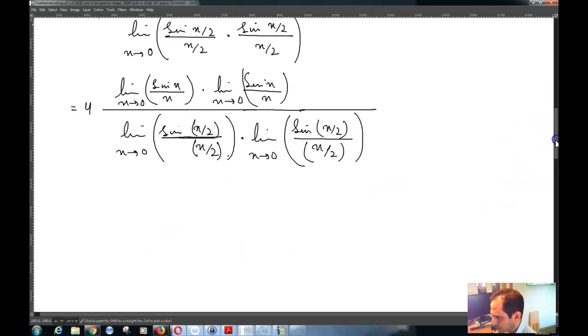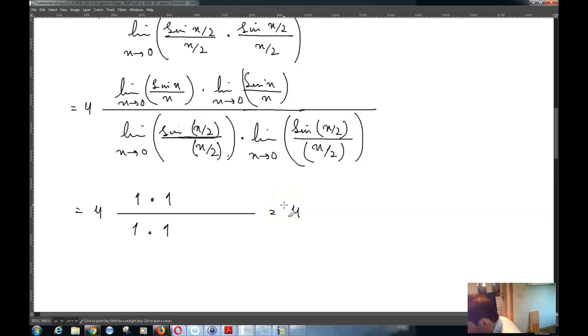And so you can see that this is equal to 4 times the limit of sine x by x as x tends to 0, which is equal to 1. The limit of sine x divided by 2 by x divided by 2 as x tends to 0 is equal to 1. And then the same thing we have over here, so this is also equal to 1. So this is equal to 4. So that's how you solve this problem.